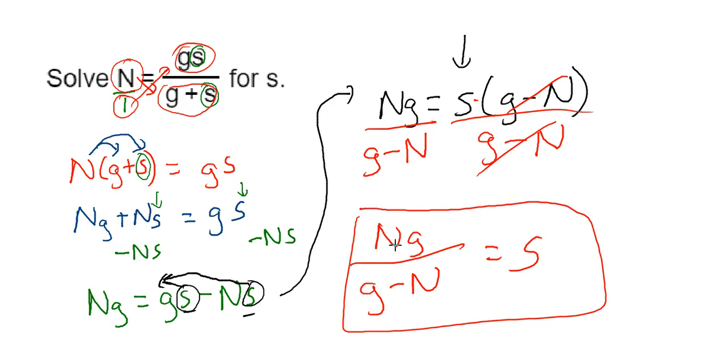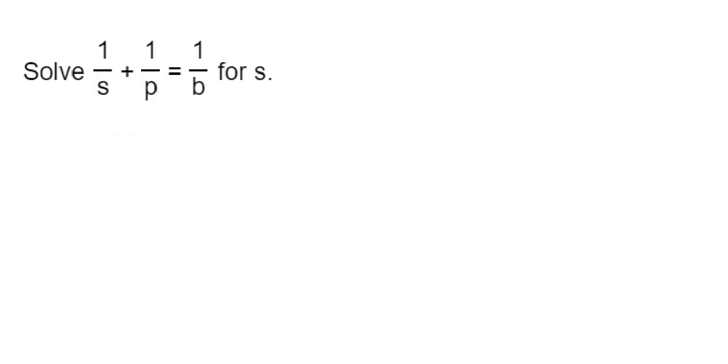Be careful, this is another thing we talked about earlier in the course. When you're typing this in, variables are case sensitive. So in MyMathLab, you have to type in capital N, lowercase g when you're typing this in. If you put lowercase n here, it's going to count it wrong. All right, let's look at another example.